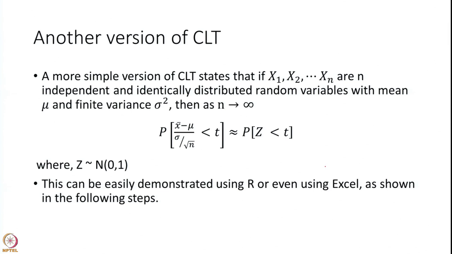distribution. Please recall that expected value of x bar is mu, and the variance of x bar in such a situation is sigma square by n. And therefore, a standard normal variate z would be defined as x bar minus mu divided by square root of sigma square by n. Okay. So, this is what is written here, that x bar minus mu divided by sigma divided by square root of n, the probability that this variate is less than t is approximately equal to the probability that z, which is a normal 0 1 distributed random variable, is less than t, where z is a standard normal variate.